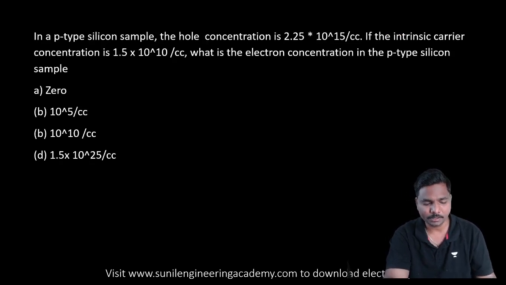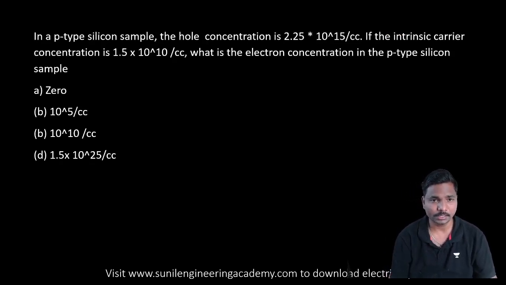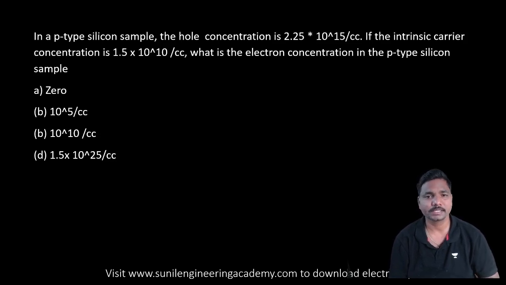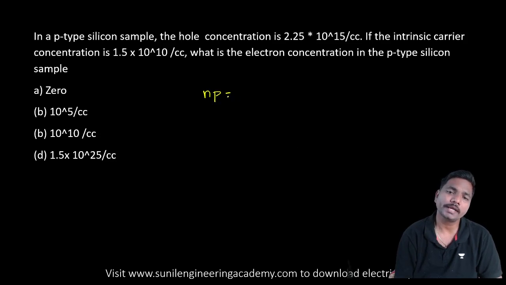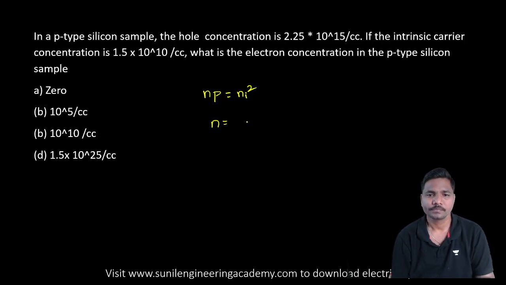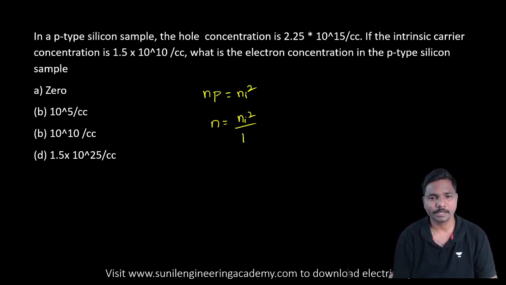In a P type silicon sample, the hole concentration is directly given as 2.25 into 10 power 15 per cubic centimeter. If the intrinsic carrier concentration is 1.5 into 10 power 10, what is the electron concentration? So NP is equal to Ni square now. So we want the electron concentration. N is equal to Ni square by P.